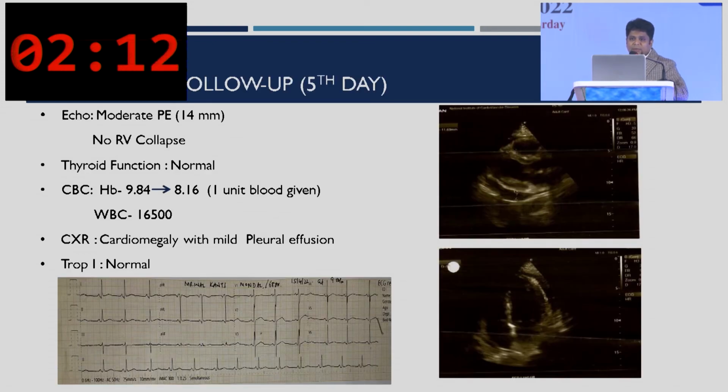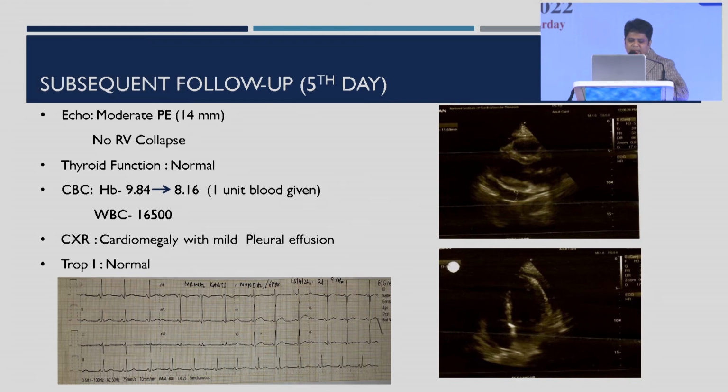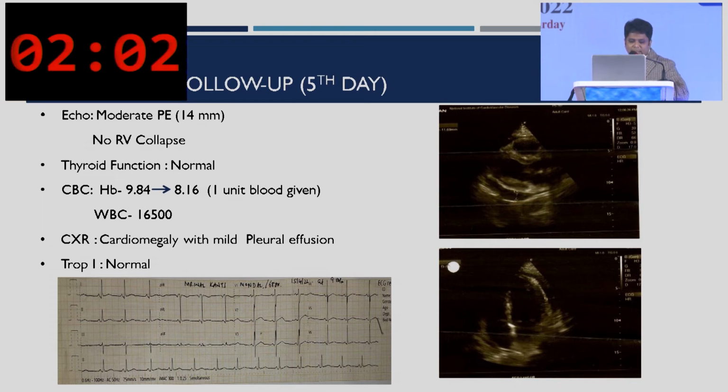At follow-up, we saw the extension of the pericardial effusion to 14 millimeter. His thyroid function was normal, but hemoglobin was a little bit down, 8.16, so we gave 1 unit of blood, and WBC count was a little bit increased, 16,500. But later on, his troponin became normal.